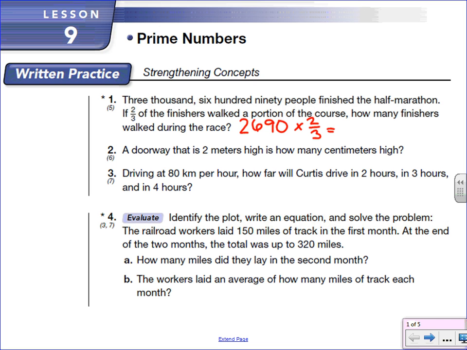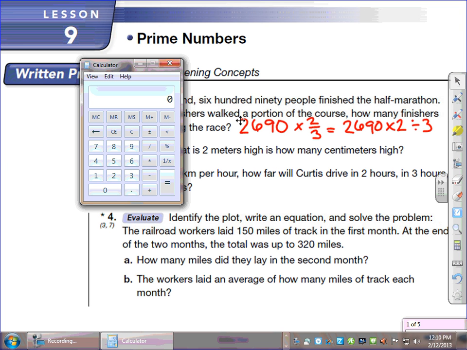When I multiply by a fraction, I multiply by the numerator. So 2,690 times 2, and divide by the denominator. So I have 2,690 times 2 is 5,380, and then divide that by 3 is about 1,793.